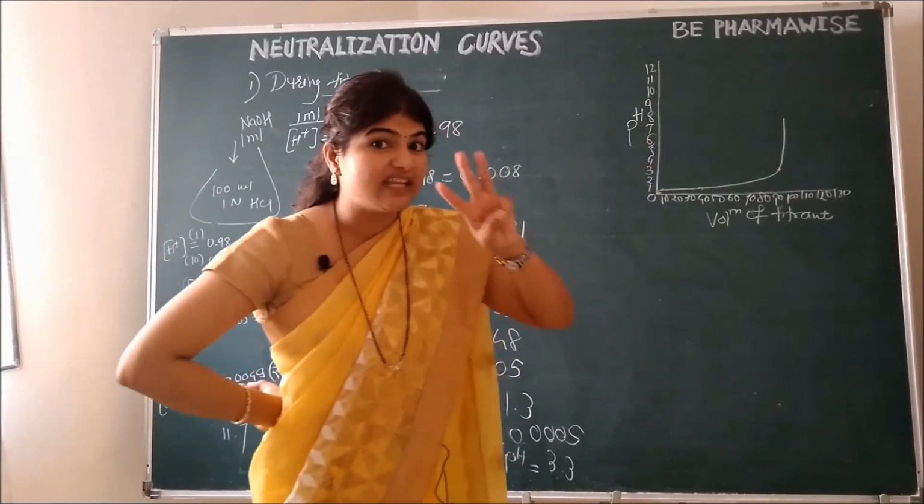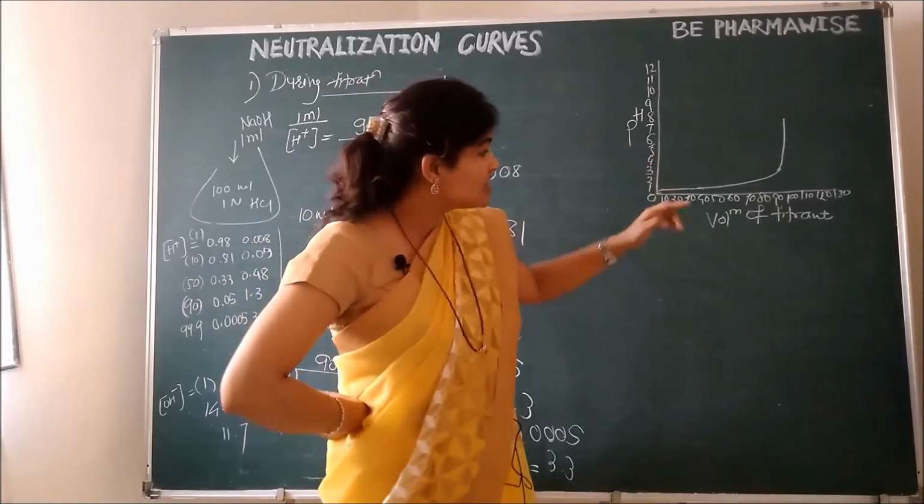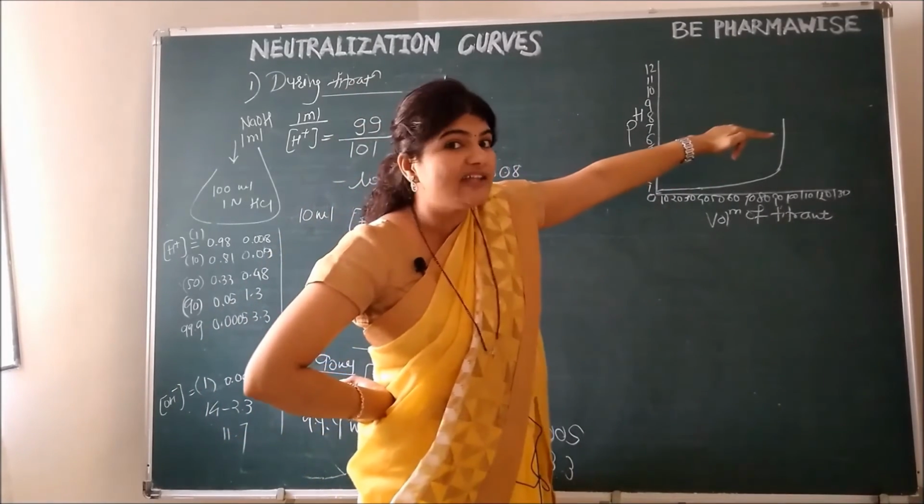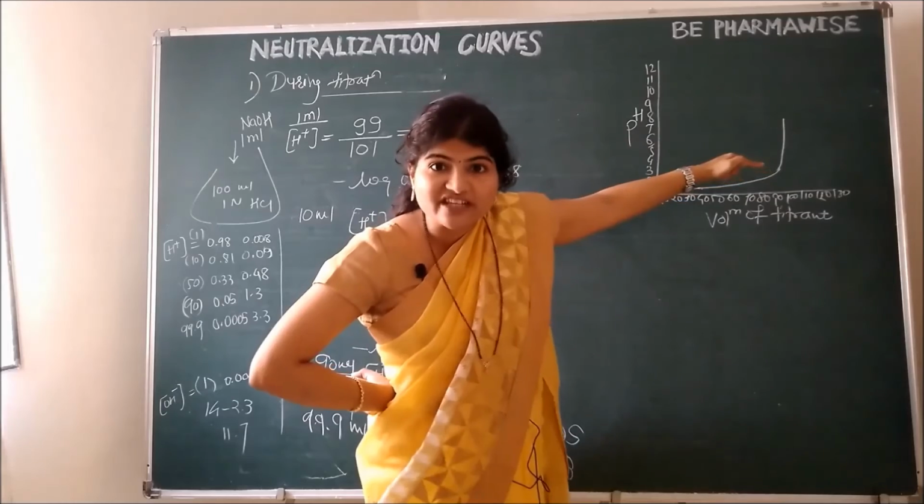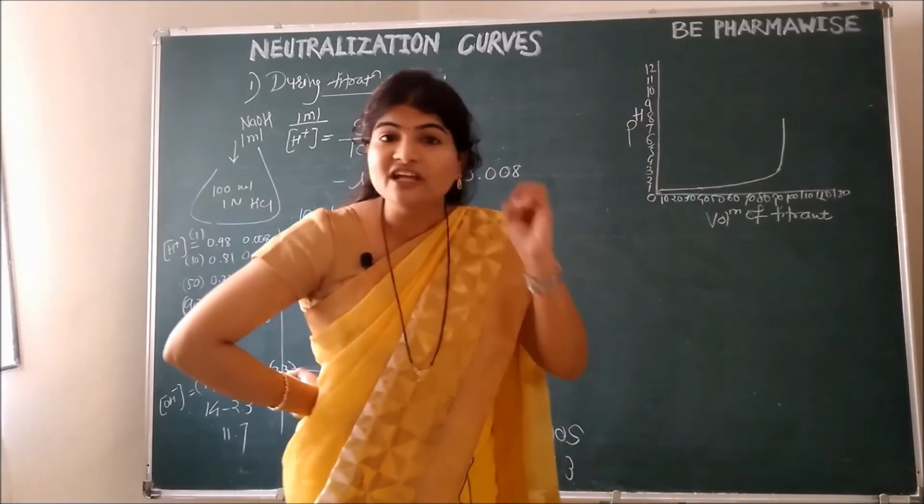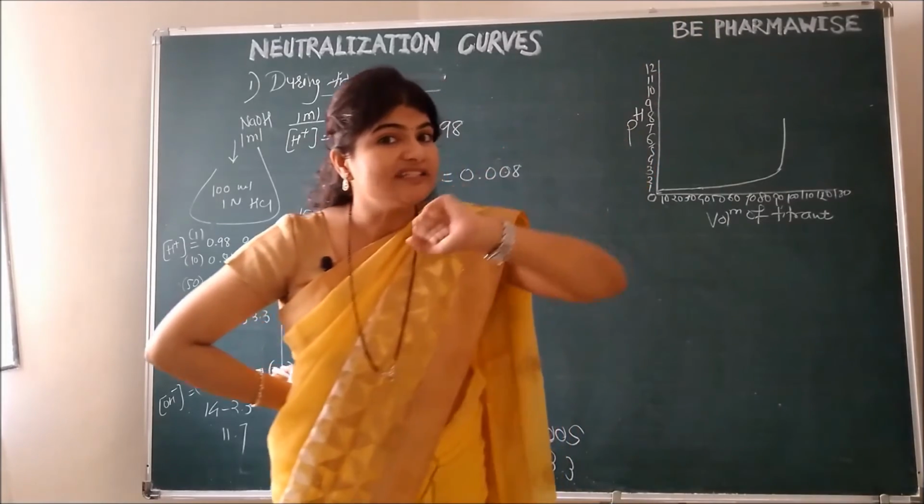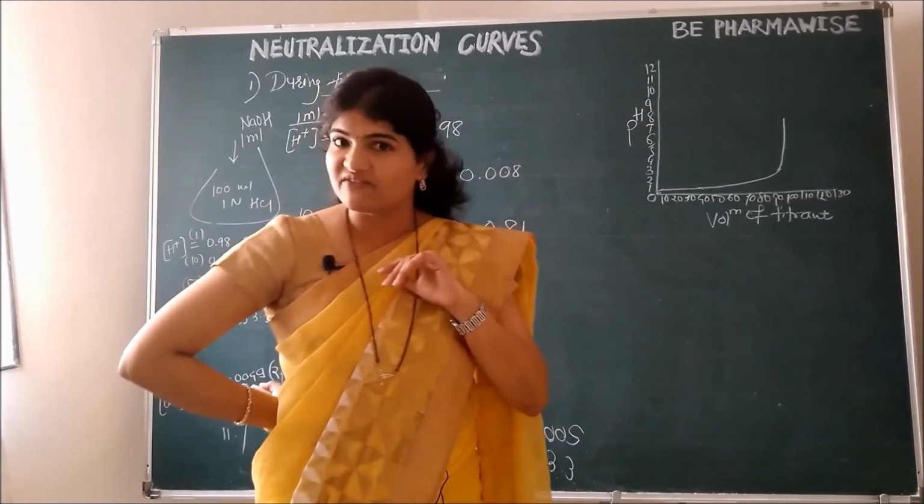So we have studied 3 points. Before titration begins, what was the pH? It was 0. During the titration, the pH value changed from 0 to 3.3, and at the equivalence point, it shifted from 3.3 to 7. Now let's see what happens after the equivalence point.